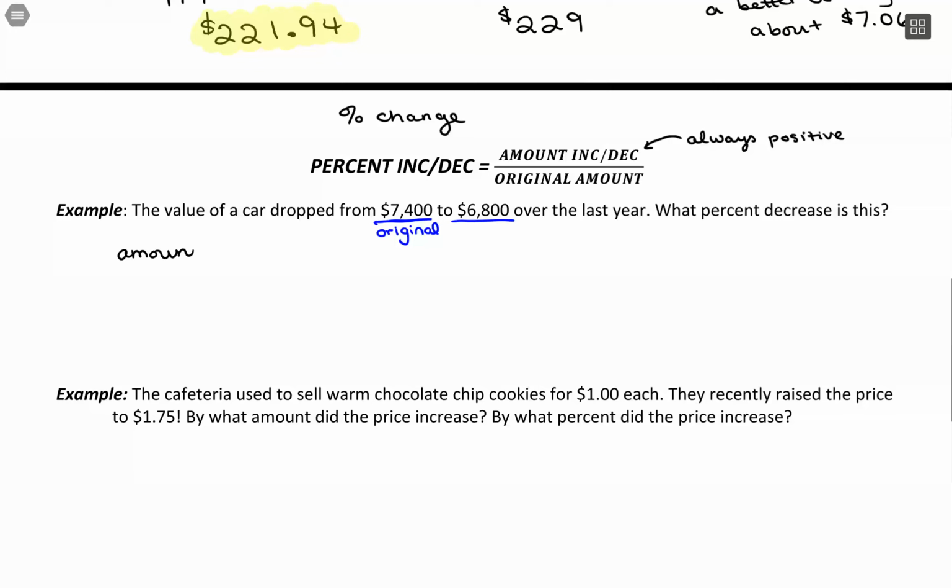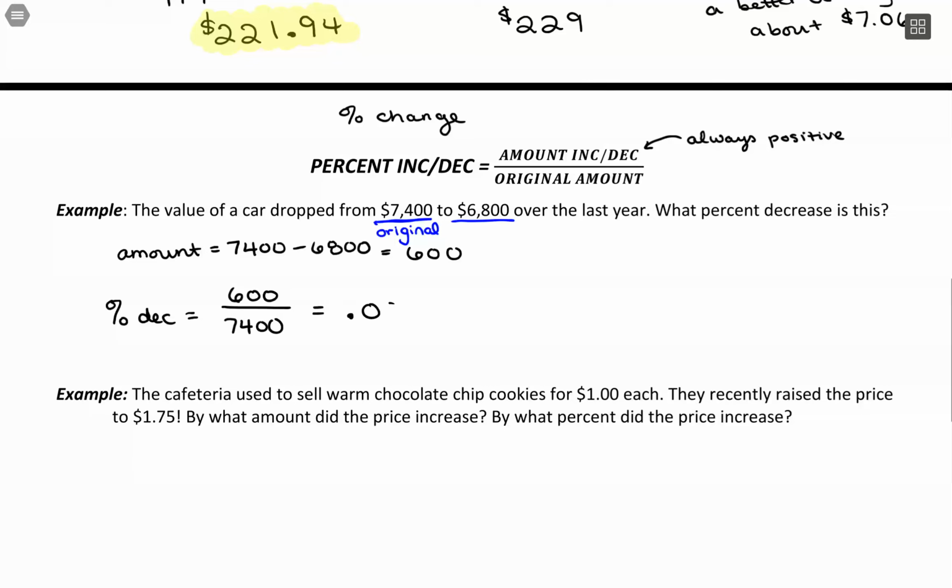So what we need to do is see what's the amount that it's changed. So we're just going to look at the difference between the two, and this is where you could always keep it positive, always take the larger number minus the smaller number for ease. And when we do this, that should be a difference of 600. So if I want to find this percent decrease, in the numerator, we'd see the amount that it decreased by. So we had the $600 decrease out of the original amount of $7,400.